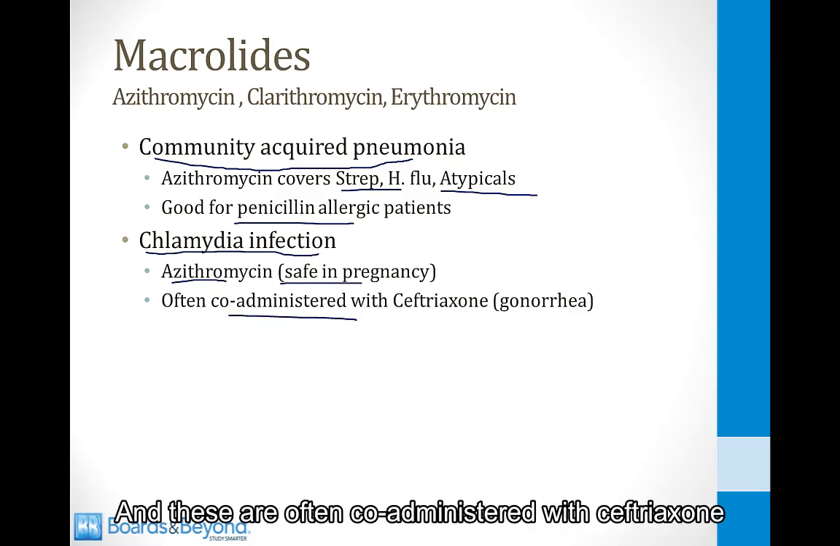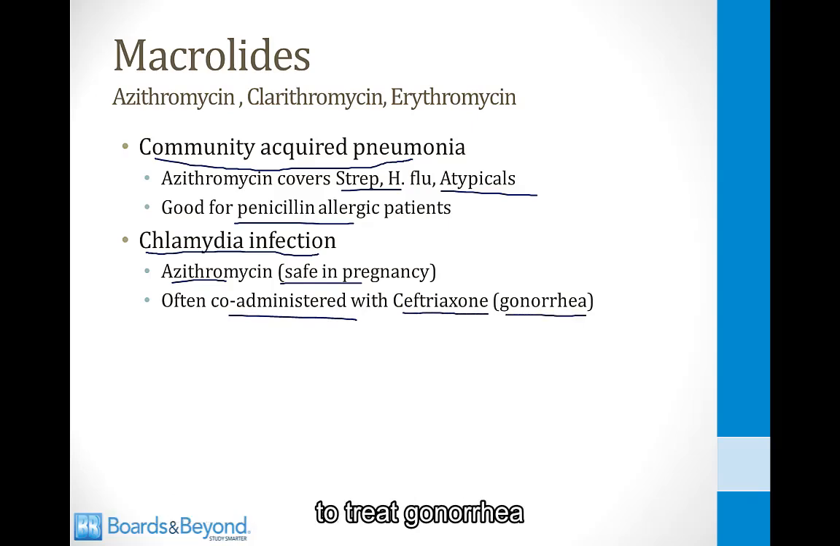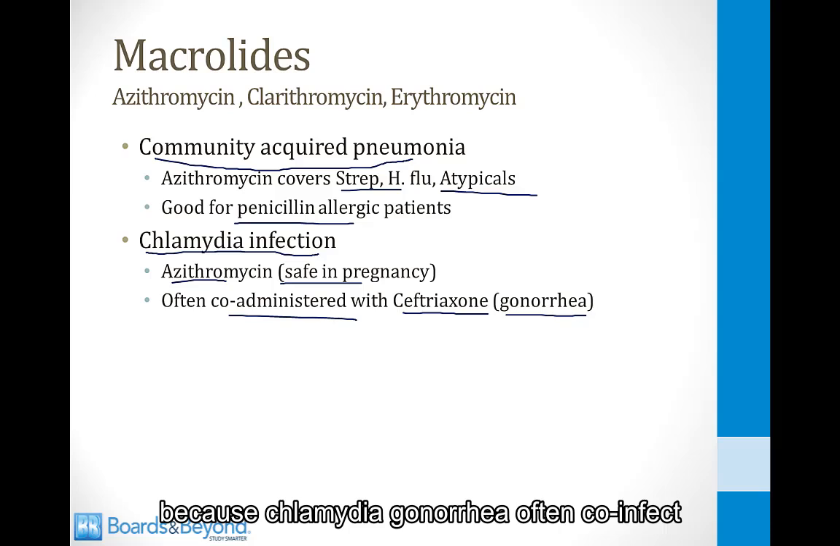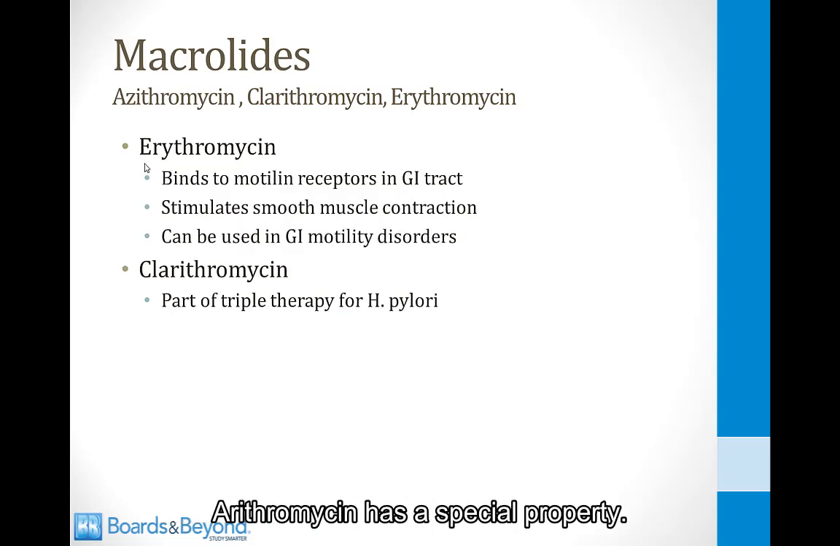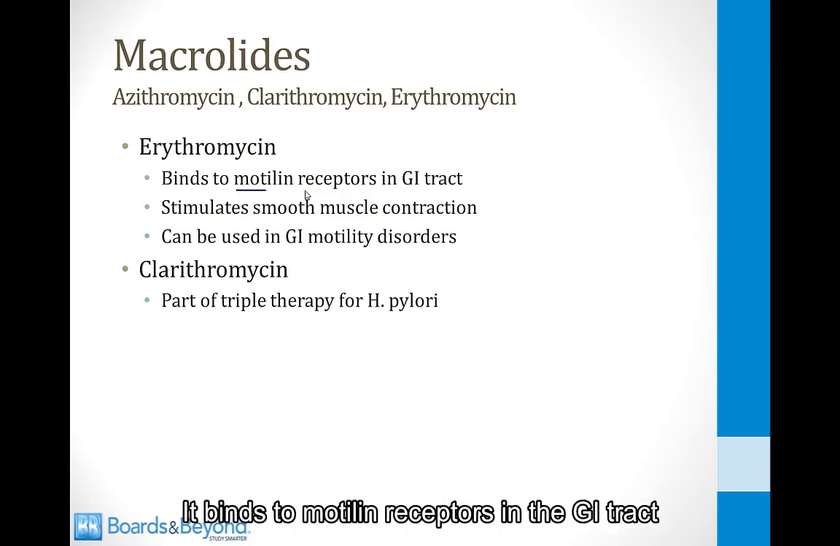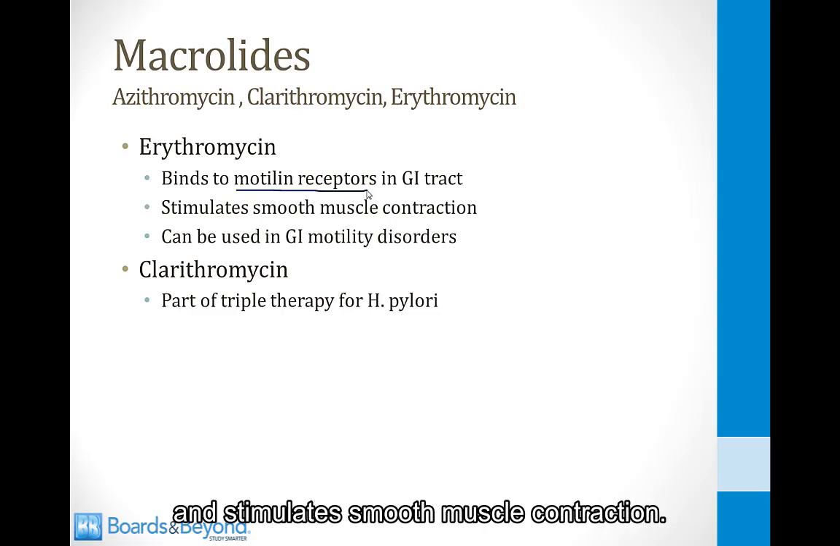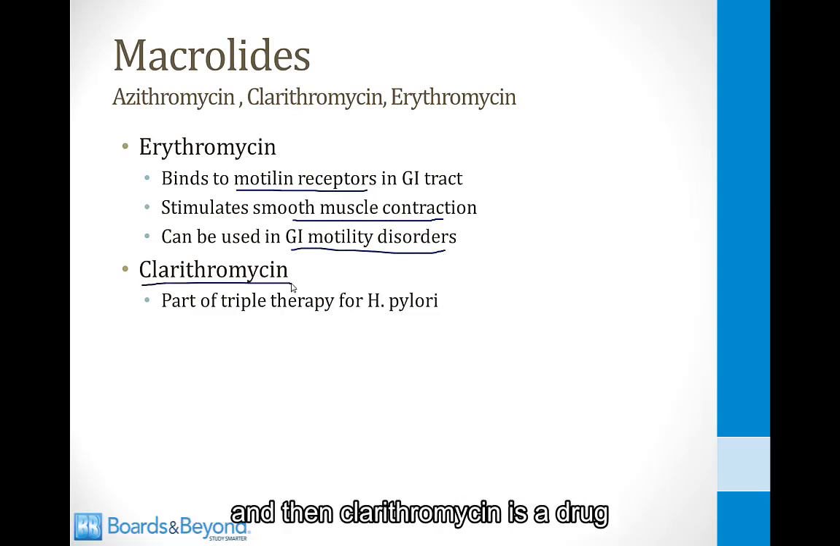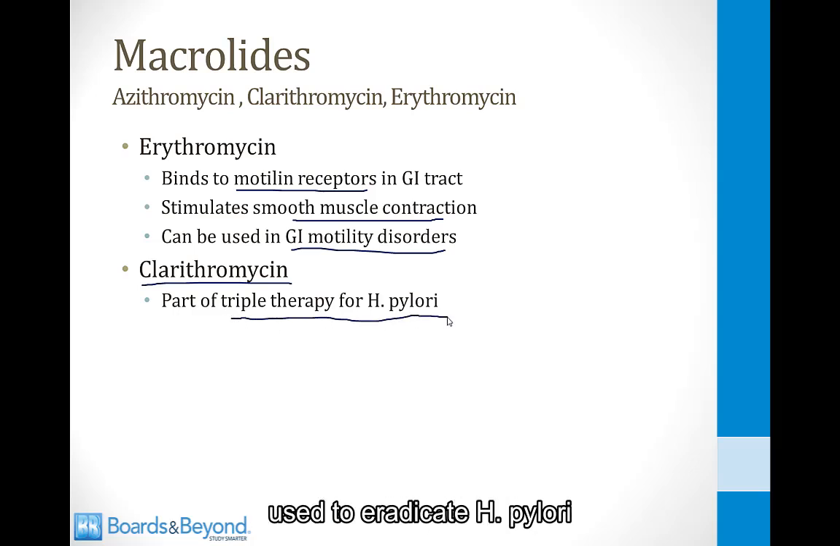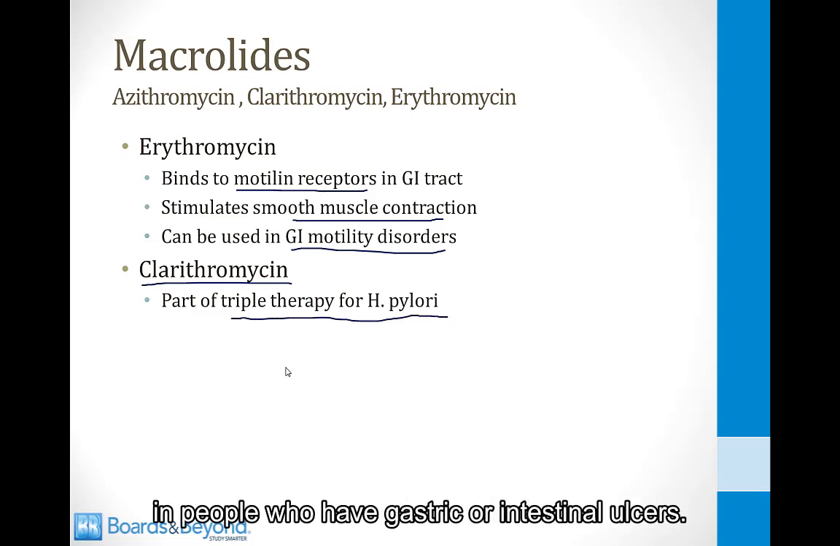And these are often co-administered with ceftriaxone to treat gonorrhea because chlamydia and gonorrhea often co-infect, and the macrolides do not cover gonorrhea. Erythromycin has a special property. It binds to motilin receptors in the GI tract and stimulates smooth muscle contraction. For this reason, it's sometimes given in GI motility disorders. And then clarithromycin is a drug that's part of the triple therapy used to eradicate H. pylori in people who have gastric or intestinal ulcers.